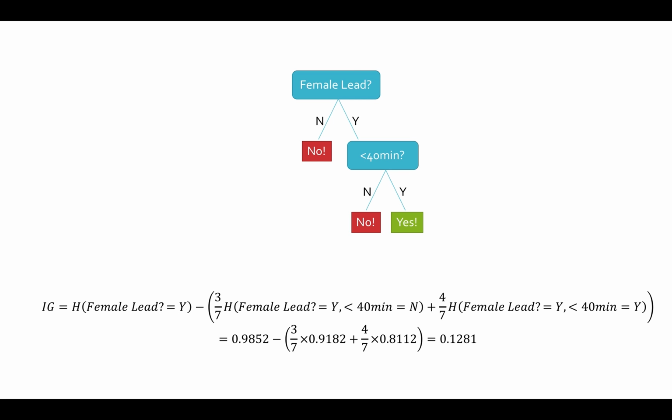The information gain for this particular split is going to be the entropy of female lead equals yes minus all of this stuff. So it looks like a lot, but let's think about it. For female lead equals yes, there's 7 samples total. On the left-hand side of the 40 minutes split, we have 3 samples. And on the right-hand side, we have 4 samples out of 7. So we calculate entropy like this. And the information gain is going to be 0.12. Make sure you calculate this on your own and you're getting the same numbers. It's very important that you understand this process.